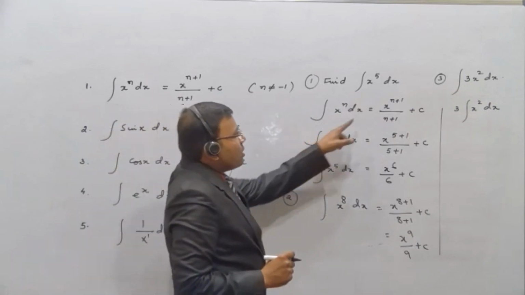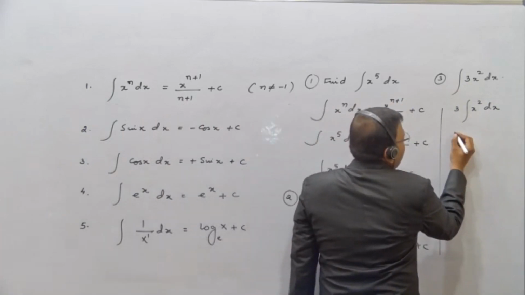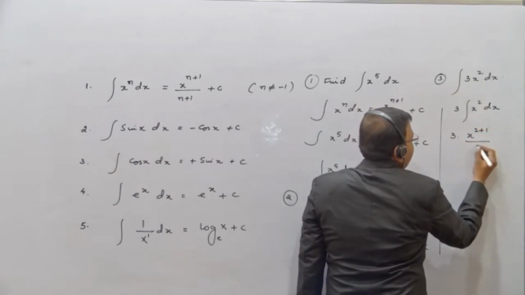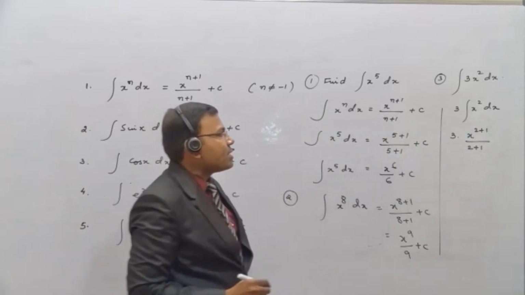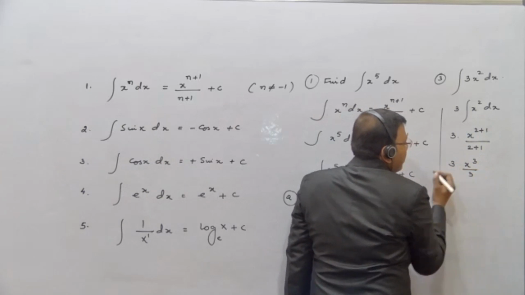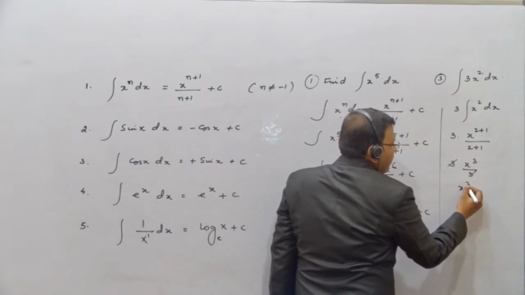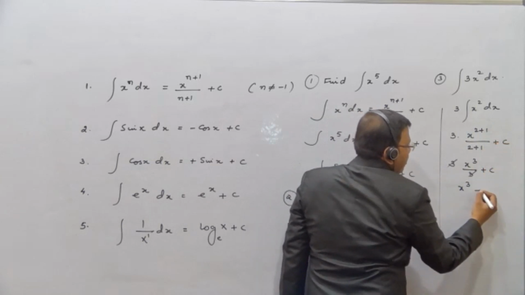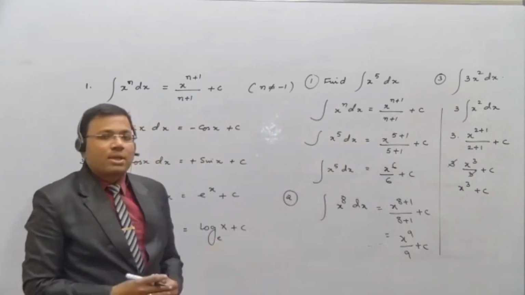So we can write the concept x power n plus 1 by n plus 1. Therefore here what I do, look, 3 x power 2 plus 1 by 2 plus 1. That is 3. This is x cube by 3. So this 3 and this 3 get cancelled, and we are getting x power 3. And here I have to write plus c because I am integrating. Nice, friend. Let us move to the next type of question.